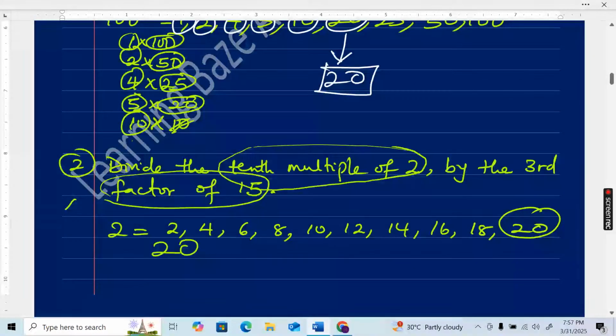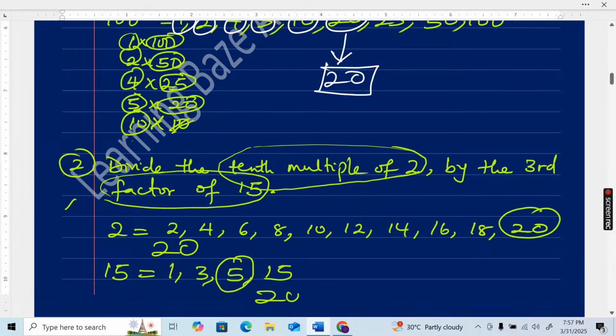Now, what is the third factor of 15? Factors of 15 are 1, 3, 5, and 15. So the third factor of 15 is 5. Now, let's divide 20 by 5. Dividing the 10th multiple of 2 by the third factor of 15, the answer is 4. So if I called your name, you are the VIP of tonight's class.